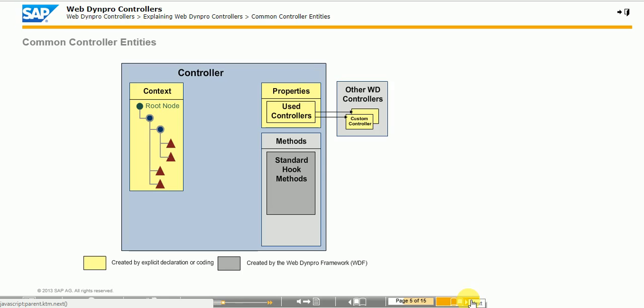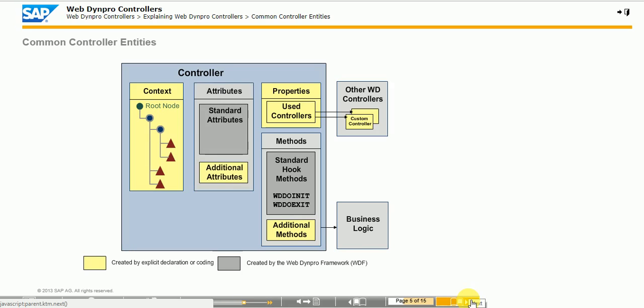All controller types contain at least 2 hook methods, which are processed only once during the lifetime of the controller instance at the following events. When a controller instance is created, that is, WDDOINIT. When a controller instance is deleted, that is, WDDOEXIT. Additional methods can be defined on the Methods tab page.